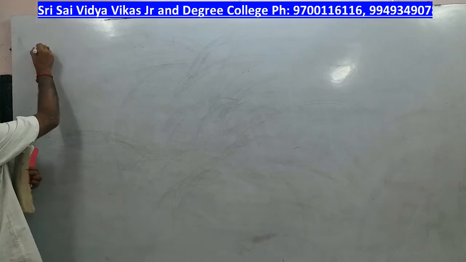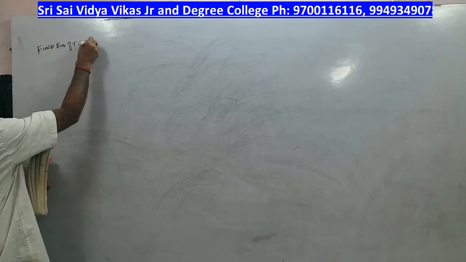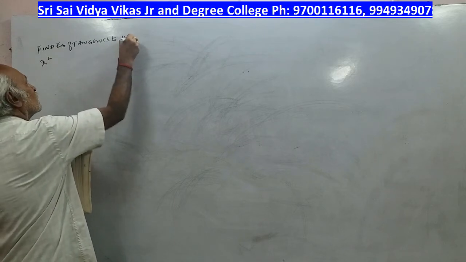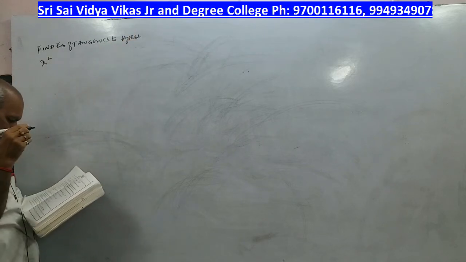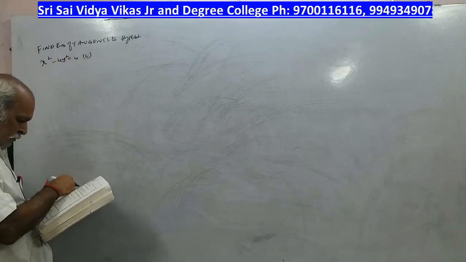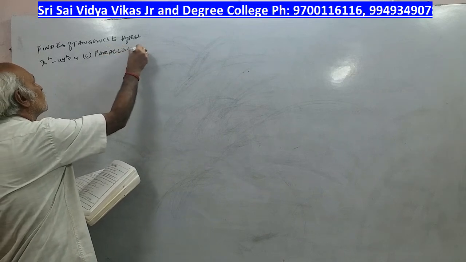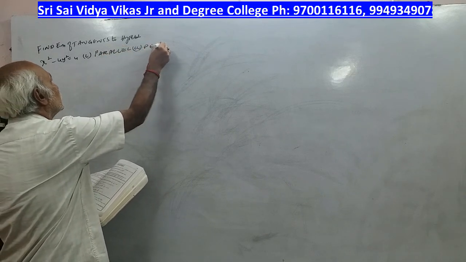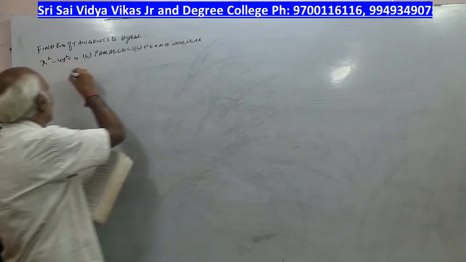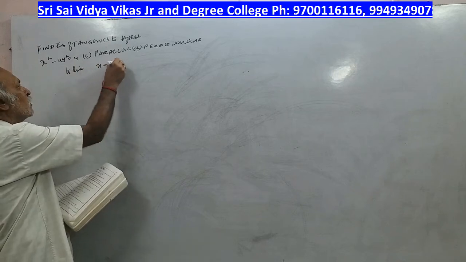Find the equations of tangents to hyperbola x square minus 4y square is equal to 4, parallel to and perpendicular to the line x plus 2y is equal to 0.